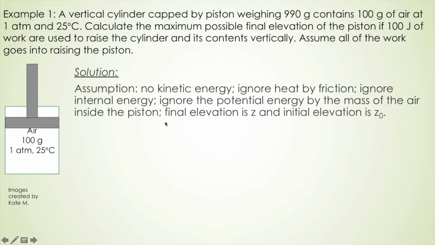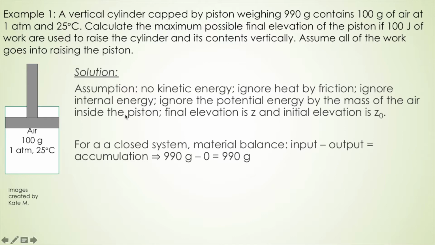Then I also want the reader to know what the variables mean in my equation, so I also write down that the final elevation is z, and the initial elevation is z sub 0. So let them know the meaning of the variables I use in my energy balance, apart from the default variables that we learned in this chapter.